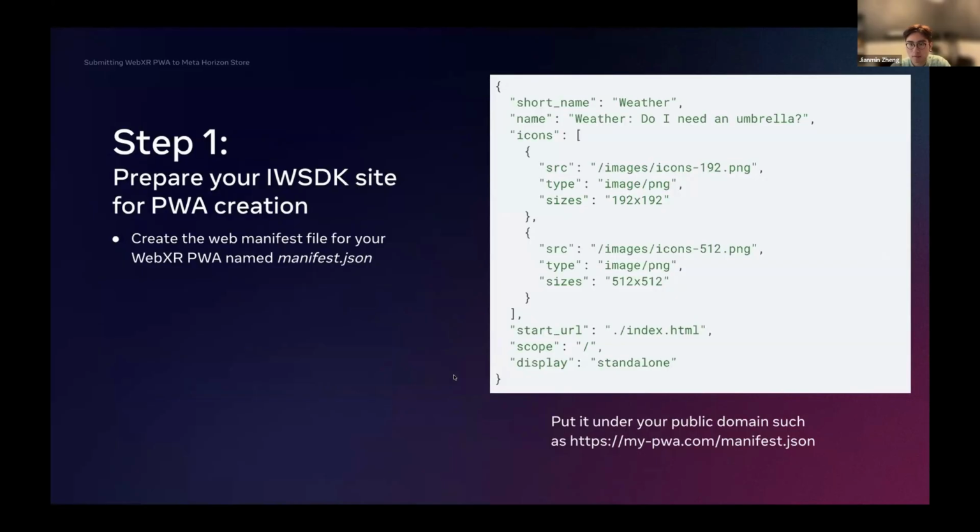The format of it is pretty standard. It's like metadata for your website. You have the name, the icon path, and the URL. This will be used as a baseline for the APK creation tool to start your APK creation flow. And you will need to put it under your public domain, such as mypwa.com/manifest.json, to make it publicly accessible.